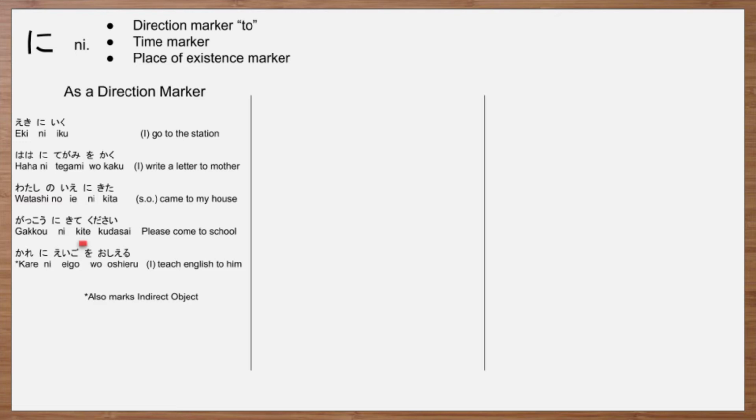Watashi no ie ni kita. Someone, not indicated who, came to my house. Gakko ni kite kudasai. Please come to school. Kare ni eigo wo osieru. I teach him English. In this example, and in the writing a letter to mother example, ni is actually marking the indirect object if you want the nitty-gritty grammar, but you can still think of it as to if you don't want to worry about the technicalities.